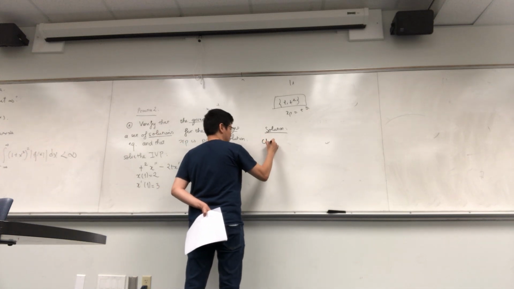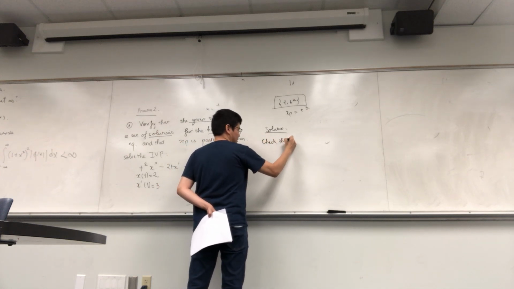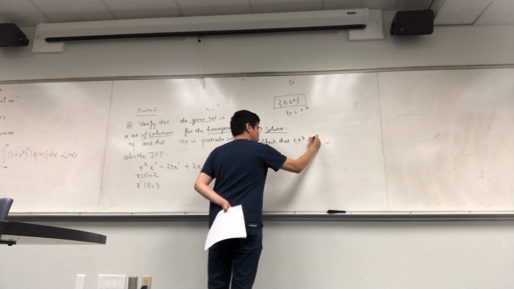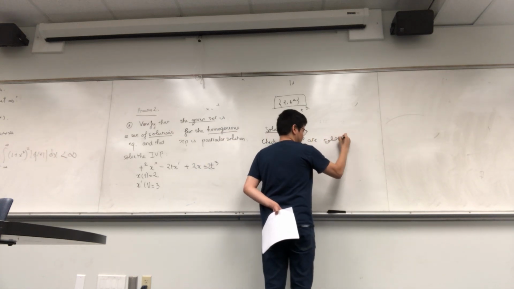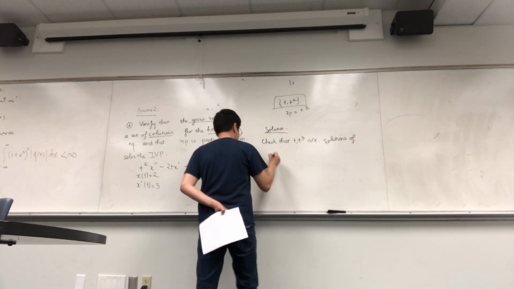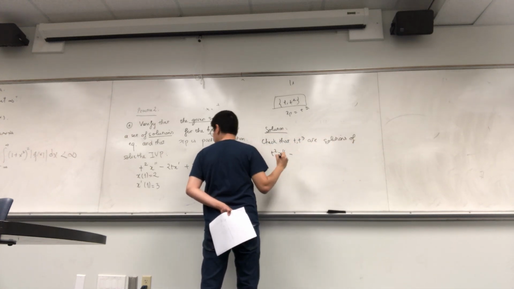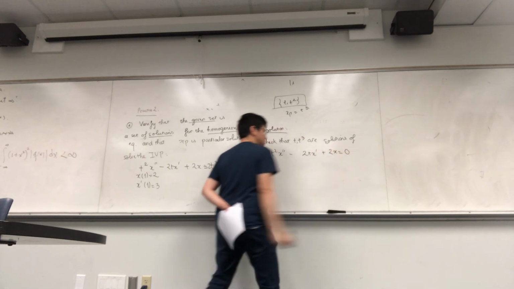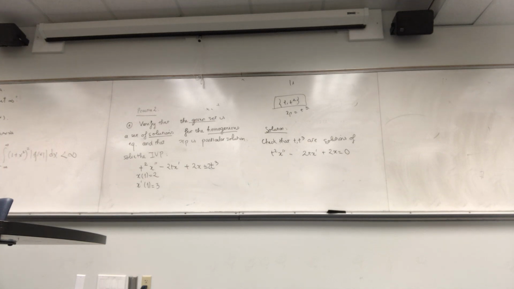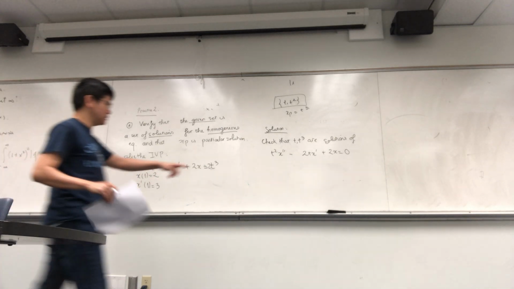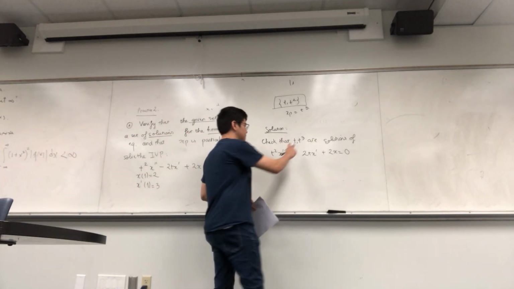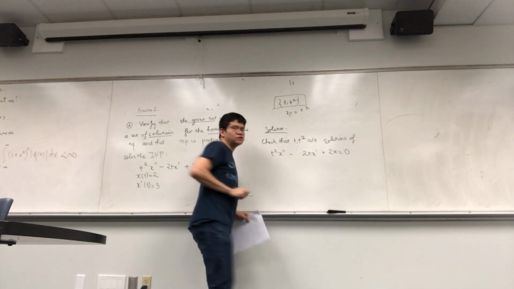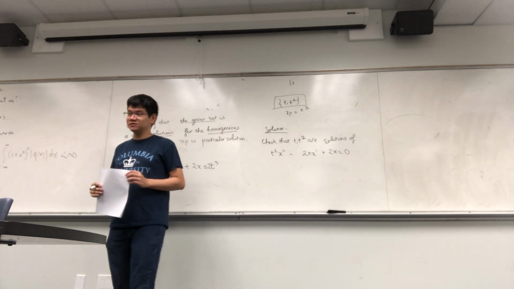So we check that t and t squared are solutions of t squared x double prime minus 2t x prime plus 2x is equal to 0. You check that t and t squared are both solutions of the homogeneous equation. What you do is plug t and t squared into the homogeneous equation, and you see that the result is 0. All right? So let's check.